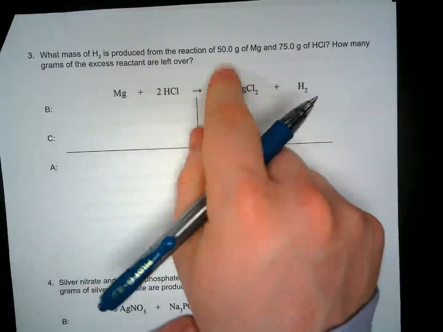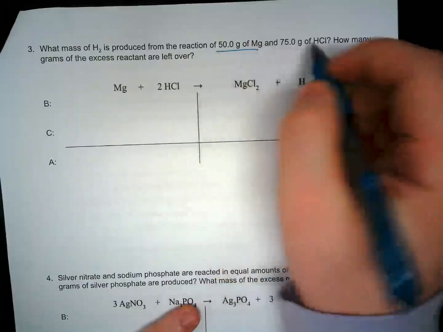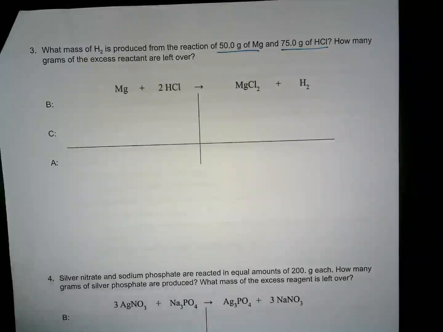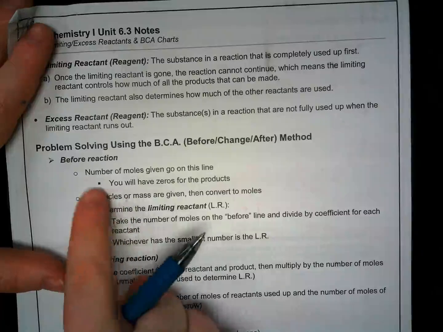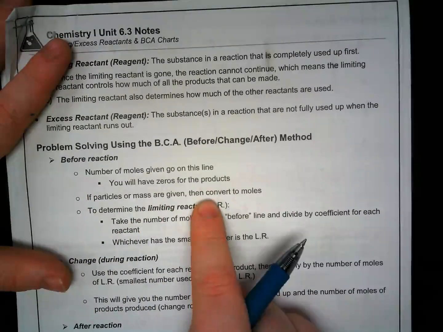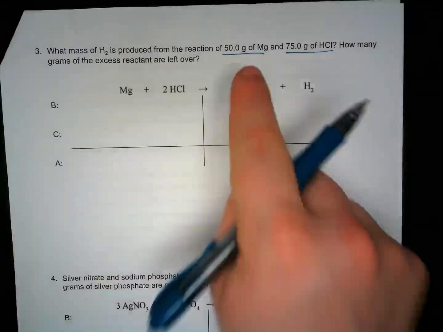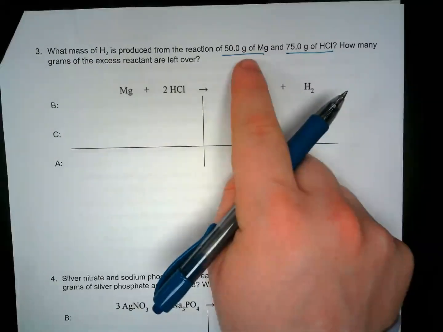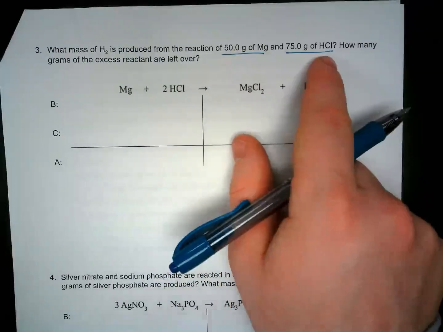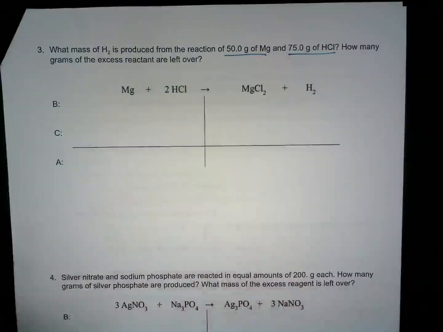So here's what stinks about this question, is that we're not given moles right out the gate. We're given grams of magnesium and grams of hydrochloric acid. So if we were to look on the front again, and we were to see that in the before, if particles or mass are given, we have to convert to moles. So because we were given things in mass, we have to convert the mass of magnesium into moles of magnesium using molar mass, and the 75 grams of hydrochloric acid into moles of hydrochloric acid. So, and we'll do that down here.